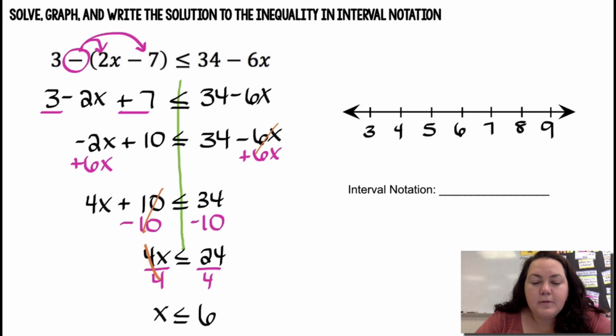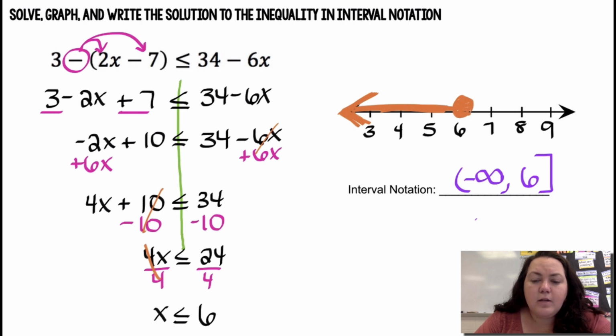On my number line, I'm going to put 6 in the middle. Larger numbers to the right, smaller numbers to the left. At the 6, my symbol is less than or equal to, so I'm going to use a filled in circle at 6, and I'm going to shade to the left. For interval notation, I'm going from negative infinity. I have to use a parenthesis with my infinities. And I'm going to 6, and since it's a filled in circle, I'm going to use a bracket because I am including the 6.